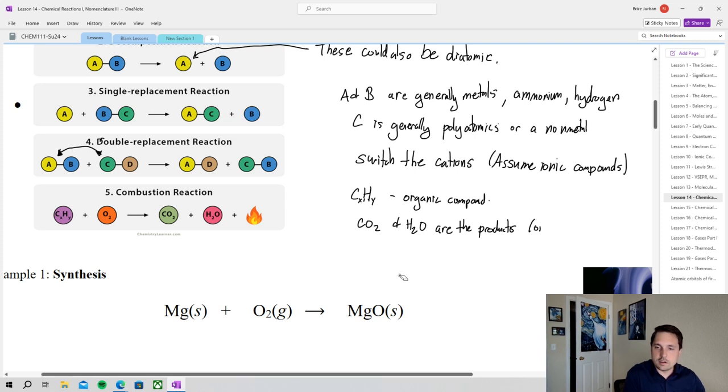Unless there is a different type of compound. So unless it's a nitrogen or sulfur combustion.